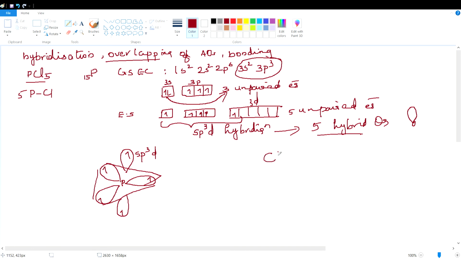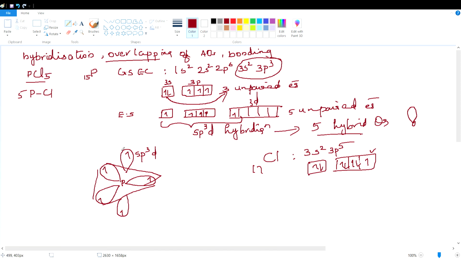Chlorine has atomic number 17, and the outer electron configuration of chlorine is 3s2, 3p5: 3s with 2 electrons, 3p with 5 electrons. And here one of the p atomic orbitals of the chlorine atom is half filled. So these sp3d hybrid orbitals would overlap with the half-filled p atomic orbital of the 5 chlorine atoms.